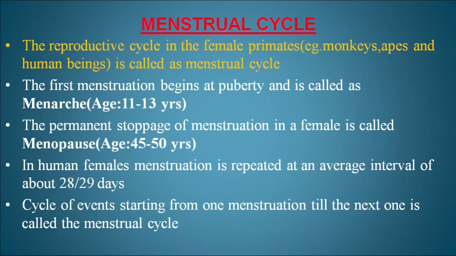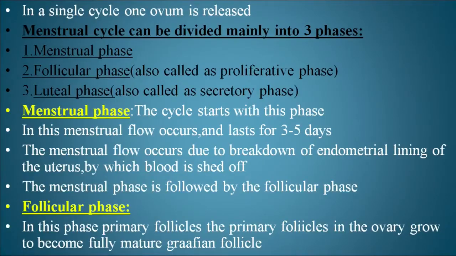In human females, menstruation is repeated at an average interval of 28 to 29 days. The cycle of events starting from one menstruation till the next one is called the menstrual cycle. That is, one menstrual cycle is composed of 28 to 29 days. Now, the menstrual cycle can be divided mainly into three phases. The first phase is called the menstrual phase. The second phase is the follicular phase, which is also called the proliferative phase. The third phase is the luteal phase, which is also called the secretory phase.